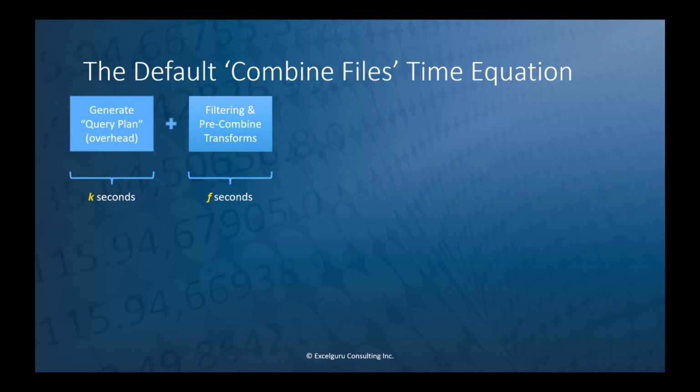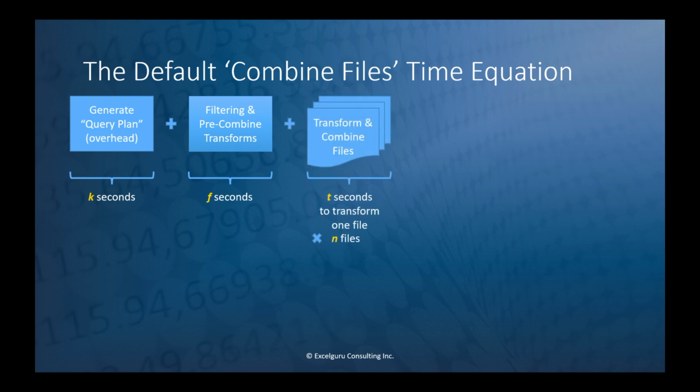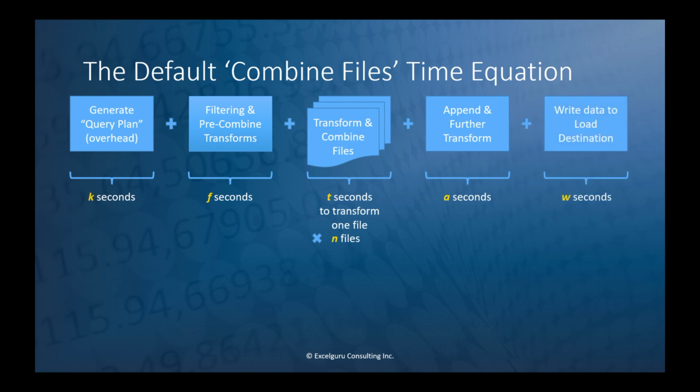It's the filtering and pre-combining steps that we're working with. You then have the steps inside your transform sample. What does it take to do one file times how many files are there? Okay, so that's your T for one file transforms times N files. Once those all get done, then we have A seconds to append them all together and any other post-processing steps that you have. Once we've got through that stage where everything's put together, the next thing that happens is it takes W seconds to write it to your data source.